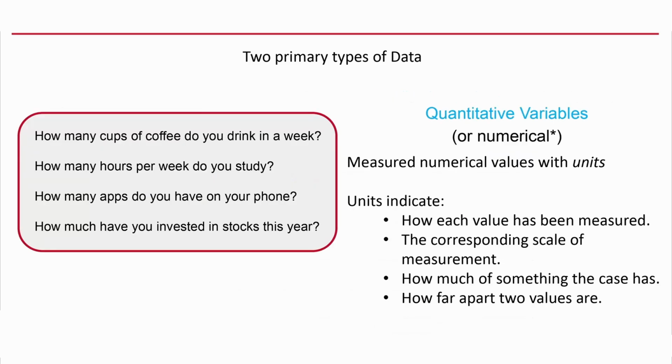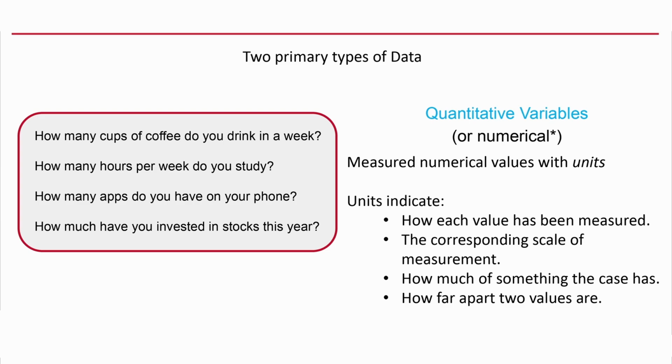The other primary type of data that we're going to work with this semester is called quantitative data. And here I say with a small asterisk, numerical, and I'll say here why in a second, that this is data that's measured with numerical values and units, the units playing a critical role. They tell you how each value has been measured, what the corresponding scale is, how much of something a case has, and how far apart 2 values are. So the answers to these 4 questions here on the left would result in quantitative data.